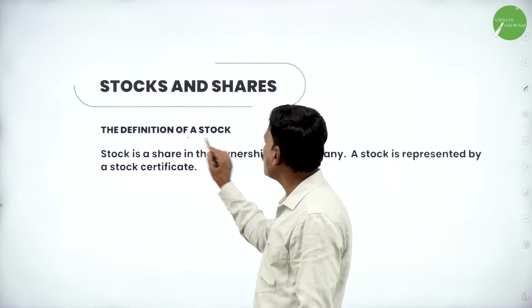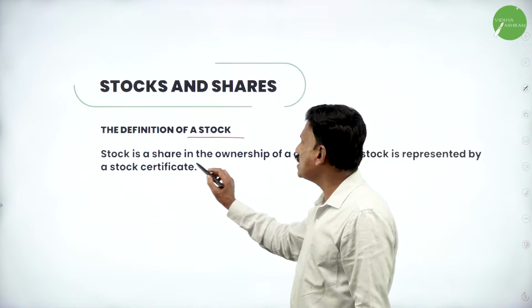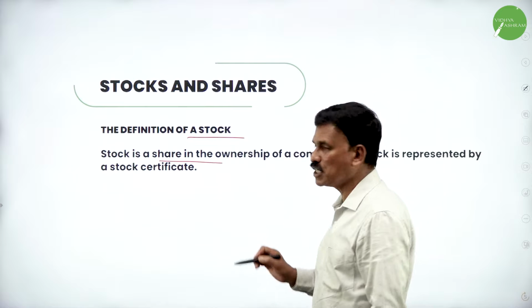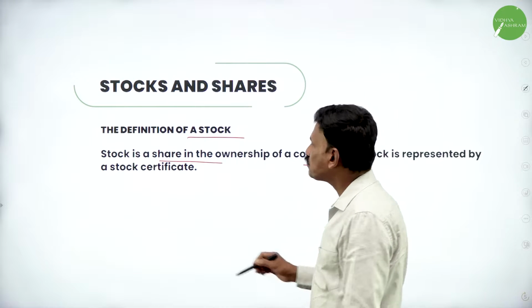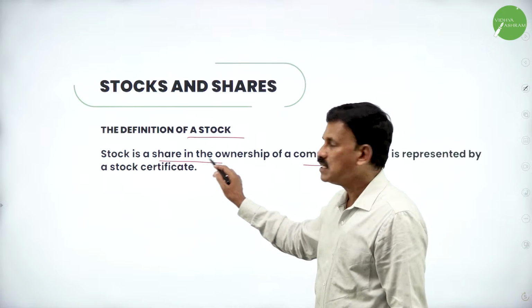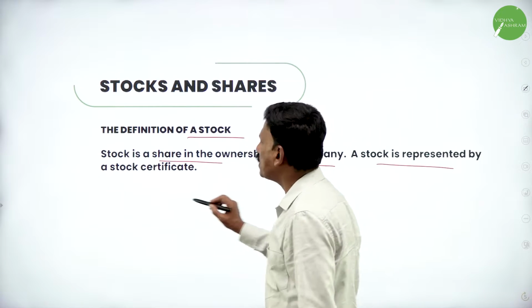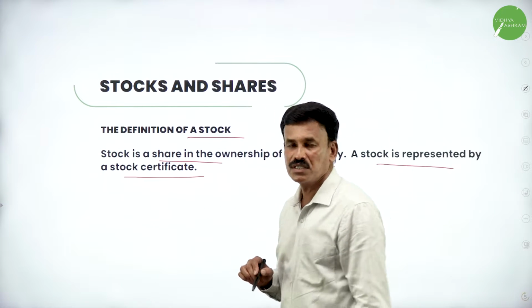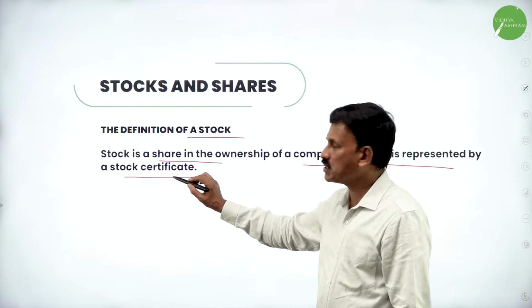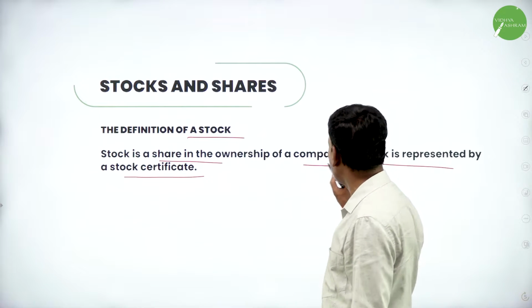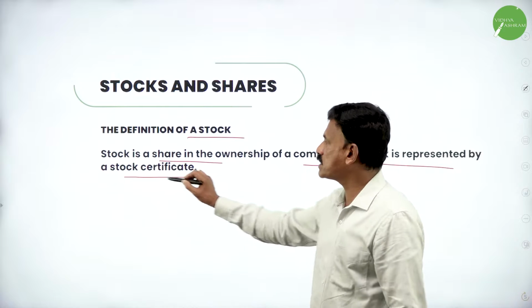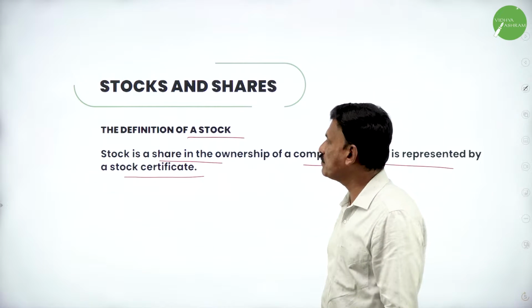The definition of a stock is a share in the ownership of a company. A stock is represented by a stock certificate. It's a document. So a stock is a share in the ownership of a company, represented by a stock certificate.